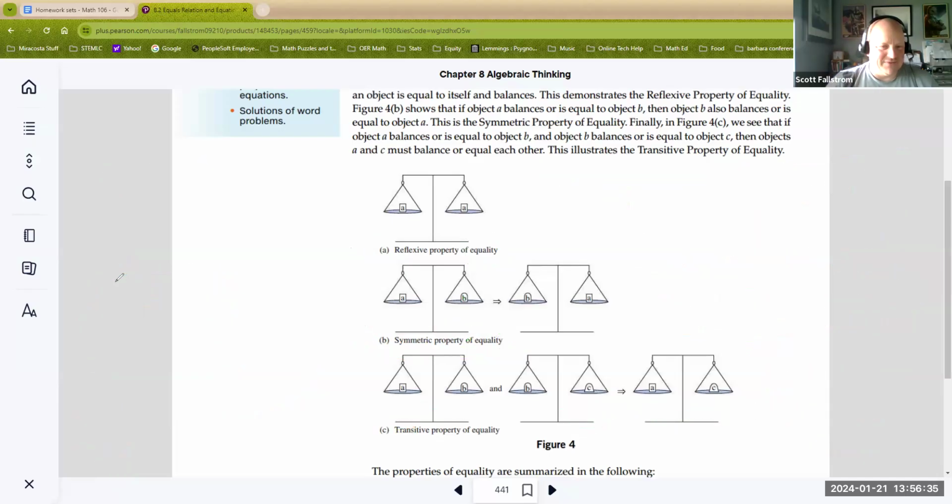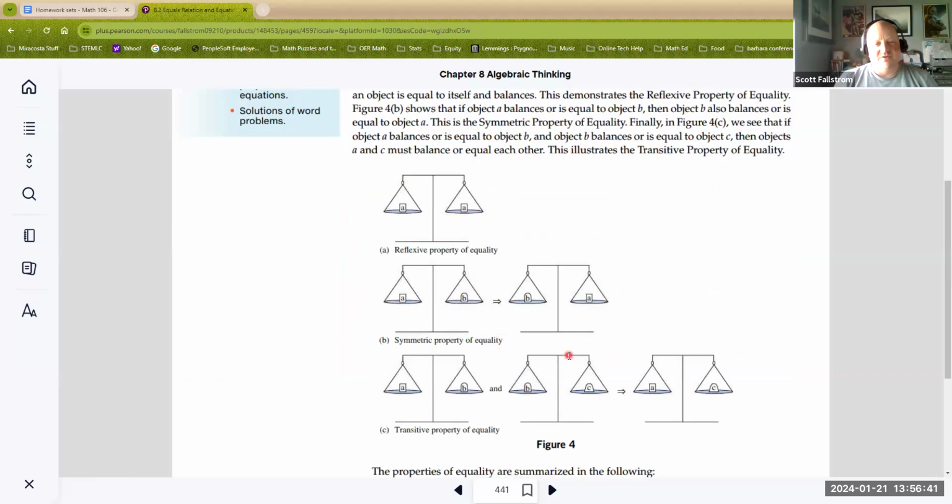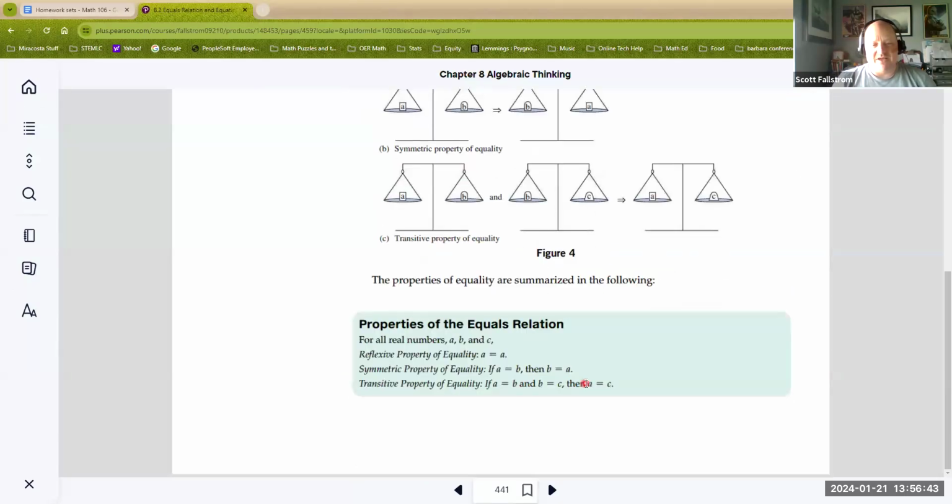So that's what we're talking about when they say equal relations. When they say equals relation, they're talking about an equivalence relation, something that is reflexive, symmetric, and transitive. See how it says for all real numbers? And this is using only the equal relationship.